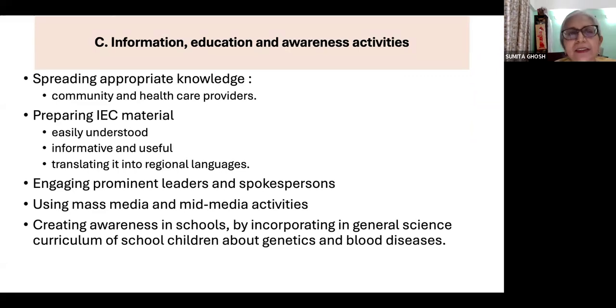Major activities are information, education and awareness about various things, and especially inclusion in the school curriculum. We have recently asked NCERT to include it. Through various media and in a collaborative approach, the center is supporting IEC activities on thalassemia to the states and various organizations. Next.